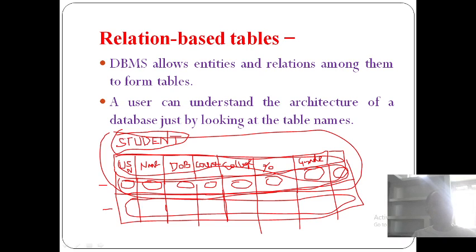A user can understand the architecture of the database just by looking at the table names. Just by looking at this, you will come to know what the architecture of that database is. Is it clear now? Relational based tables. Understood? Any questions? Students, any doubts?